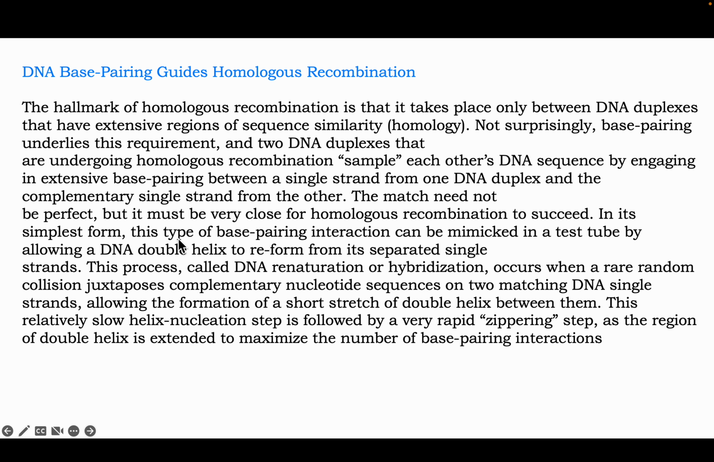In its simple form, this type of base pairing interaction can be mimicked in a test tube by allowing a DNA double helix to re-form from its separated single strands. This process, also called DNA renaturation or hybridization, occurs when a rare random collision juxtaposes a complementary nucleotide sequence on two matching DNA single strands.